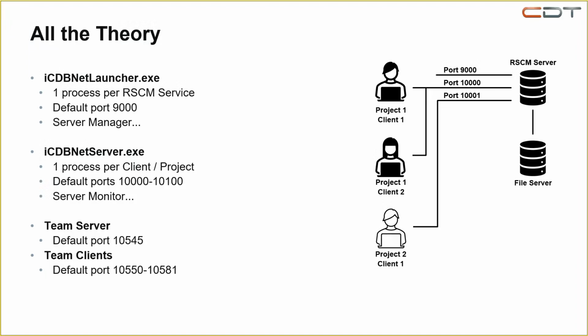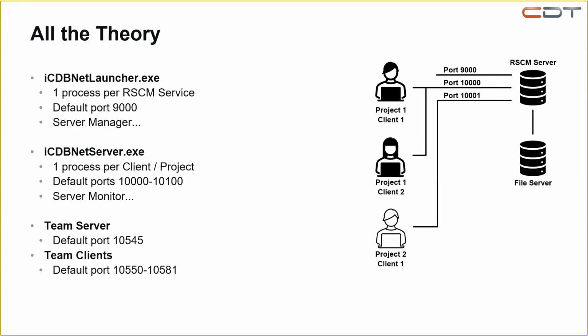When it receives a client request to open a project, the RSCM server launches the second process to open the project and support concurrent design. The second process that the RSCM server runs is ICDB Net Server. Each open project that points to the RSCM server gets its own ICDB Net Server process. So it's one process per client or project. ICDB Net Launcher manages the client access to the data, and it requires not so many resources. It also requires minimal network resources because it simply manages ICDB Net Server processes.